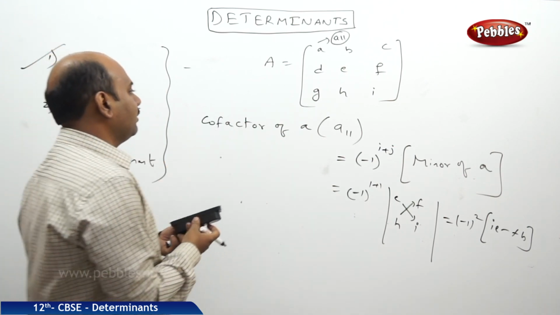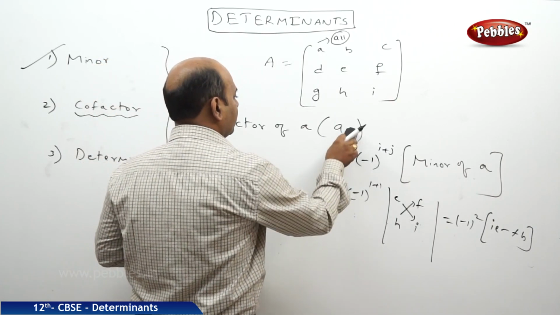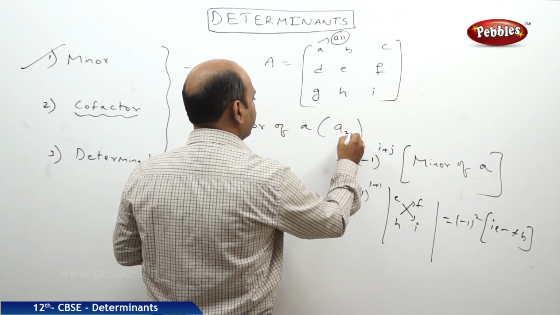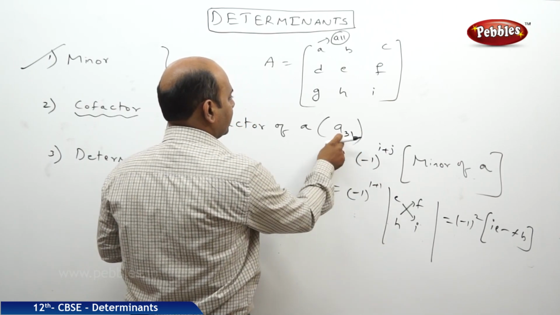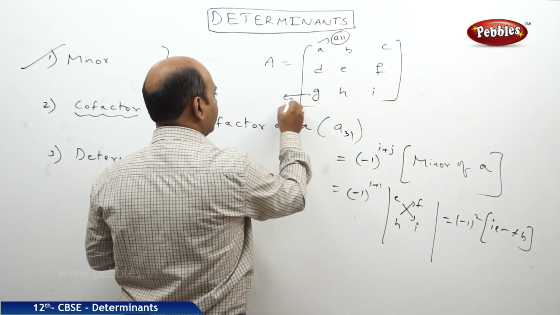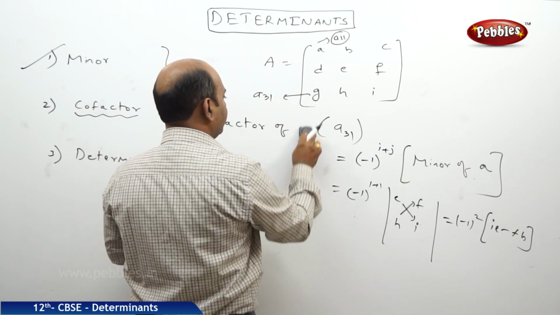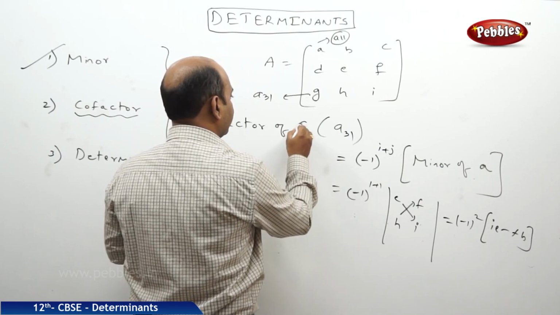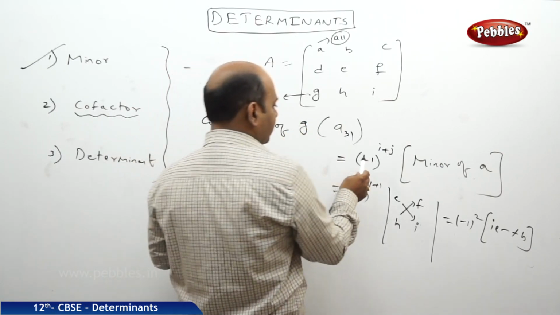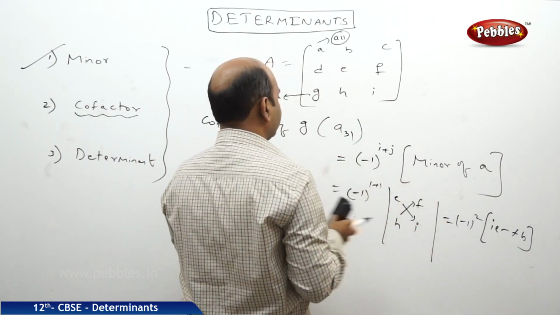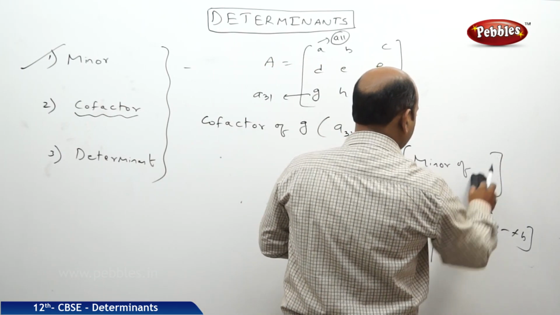Suppose anyone asks me to find out the cofactor of A31. In the position of A31, which element is that? I think this is A31. Which element is in that position? G. So I am going to find the cofactor of G, and the definition is minus 1 whole power i plus j into minor of G.